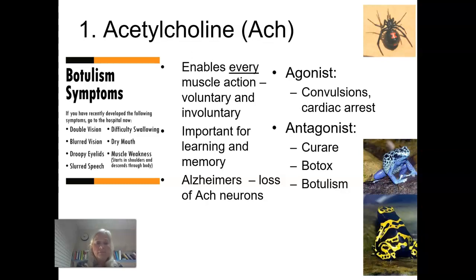Another thing is botulism. Botulism is a particularly poisonous type of food infection that acts as an antagonist for acetylcholine. The symptoms are listed on the slide here. And what happens is the person might even seem intoxicated, like they're talking kind of funny. They can't swallow. Their mouth is dry. Their eyes are droopy. Their speech is slurred. If you suspect that you or someone else has botulism poisoning, again, you need to get to a doctor. It can be treated, but it is very serious.